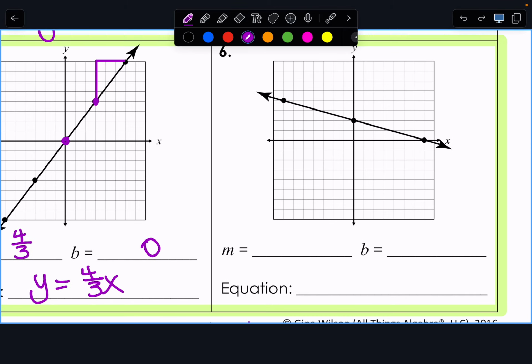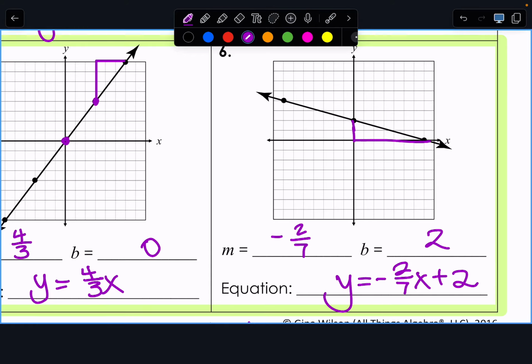In number 6, what's our slope? But it's falling, so -2/7. Our y-intercept is 2, so you have y equals -2/7 x plus 2.